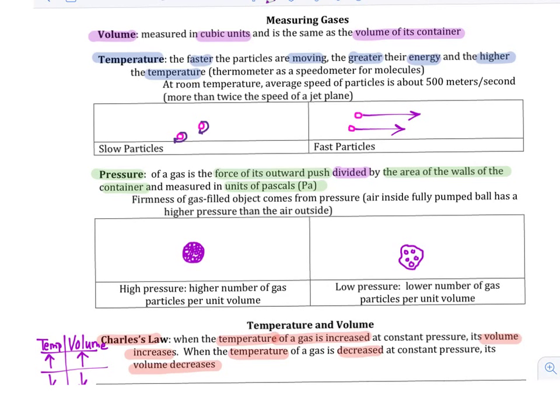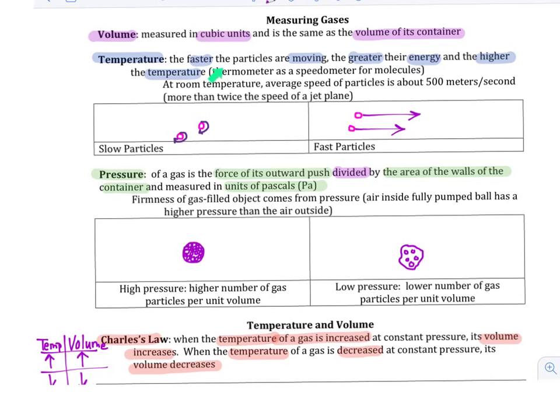Just as liquids have special properties, measuring gases has some specific information that you'll need to learn. First of all, when we measure gas, we look at its volume. We measure its volume in cubic units, and it's important to note that gases will always have the same volume as its container. When we talk about the temperature of a gas, we look at the fact that the faster the particles are moving, the greater their energy and the higher their temperature.